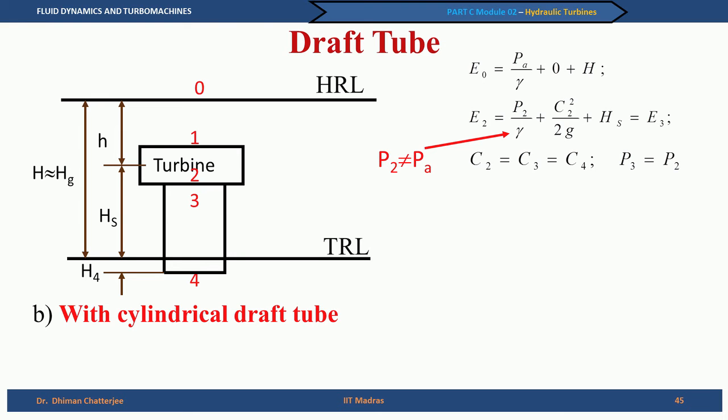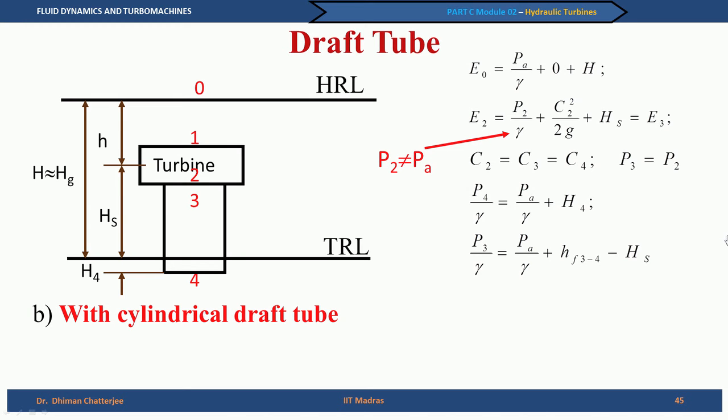How do we say that? It is from the conservation of mass, or the continuity equation. Since the area is the same, the velocities have to be the same, and since 2 and 3 are coincident points, P2 equal to P3. We can also write P4 as atmospheric pressure plus the head due to the depth under the tail race level. We are saying that the draft tube end is under the tail race level, and then we can get P3 by rho g, or P3 by gamma, is PA by gamma plus HF34.